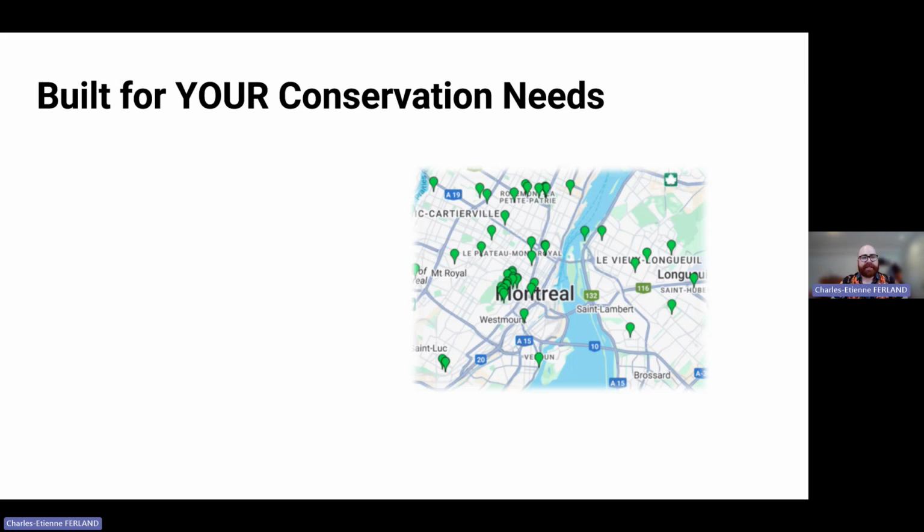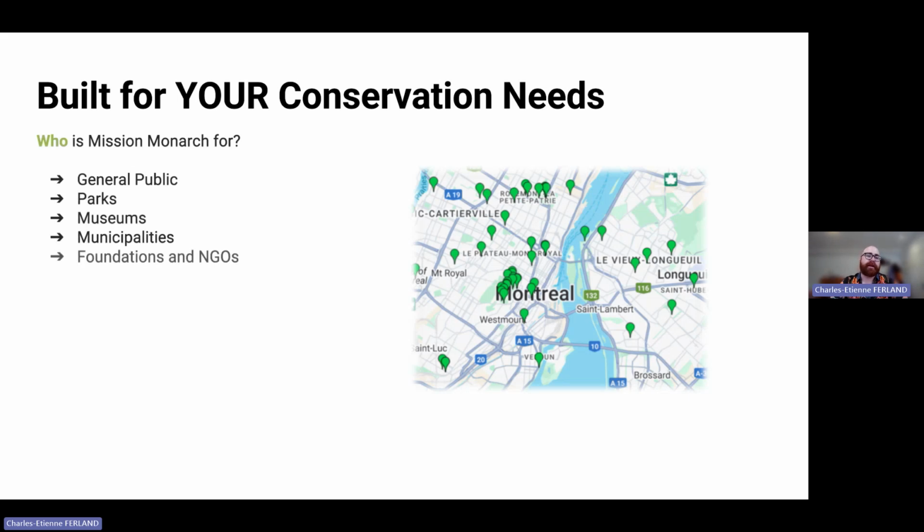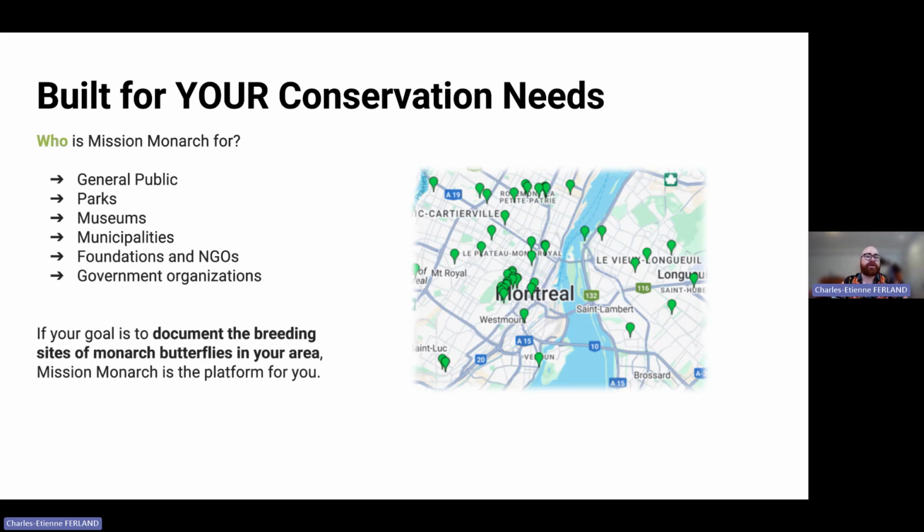When I present Mission Monarch, I like to say that it is built for your conservation needs, whether you are a member of the general public, a park, a museum, a municipality, a foundation, an NGO, or a government organization. As long as your goal is to document the breeding sites of the monarch butterflies in your area, Mission Monarch is the platform for you. So essentially, together, we're building a map capable of informing conservation measures.